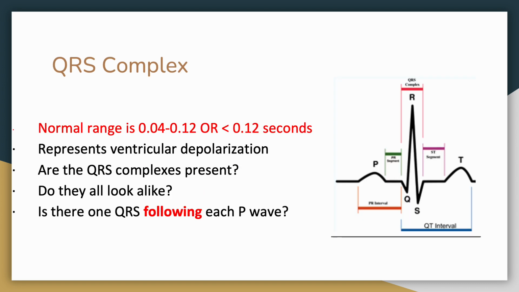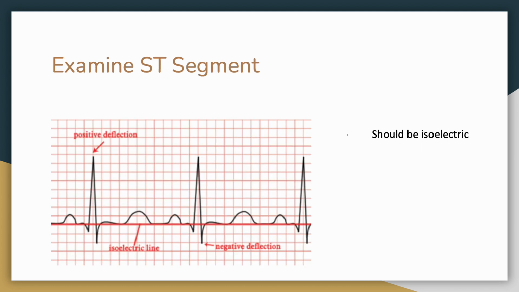The QRS complex, we want it less than 0.12 seconds. Remember, it represents ventricular depolarization, which means ventricular contraction. You want to know if they're present and if they all look alike, and you want to see one QRS following each P wave.